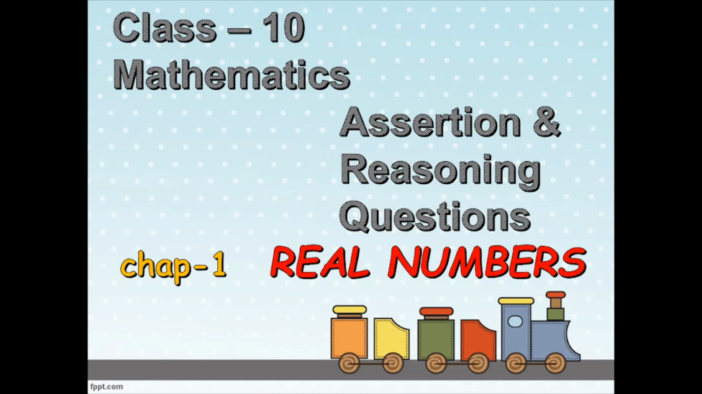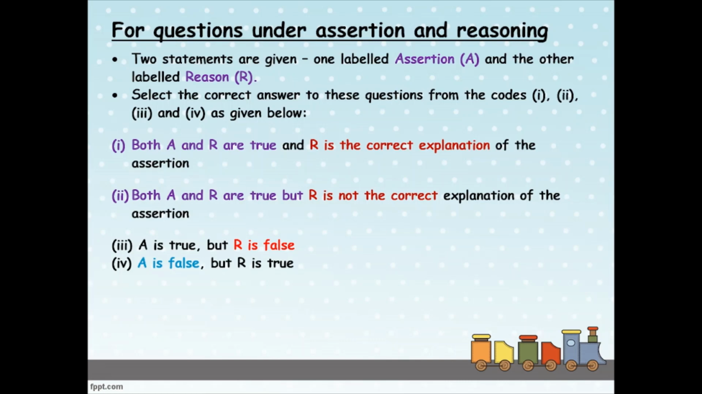In the current question paper pattern, we have Section A with 20 MCQs. In those 20 MCQs, question numbers 19 and 20 are given as Assertion and Reasoning questions.